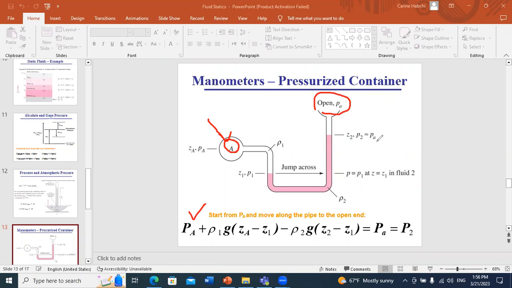So when you put this device in the room, you'll have a certain change in height here. And depending on this change of height, you can deduce the value of PA. Let us see how. You always start from the point where you know the pressure. Let's say you know the pressure at A. You say, I start from this level, the pressure is PA.